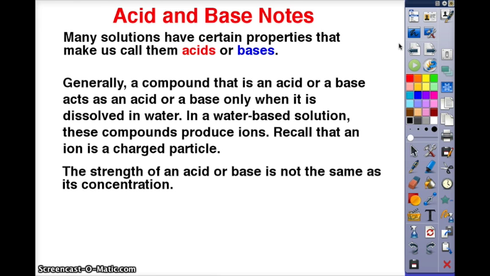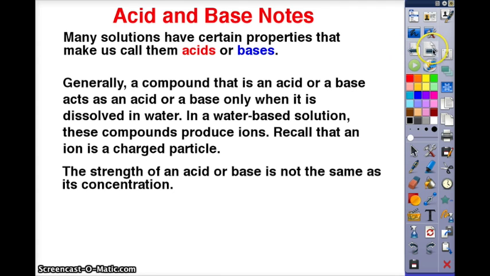In this water-based solution, the compounds produce ions, positive and negative ions. Remember that an ion is a charged particle, positive or negative. The strength of an acid or base is not the same as its concentration. You can have a little bit of acid and be very, very strong, and you can have a lot of acid and be very, very weak. So we'll talk about that a little bit.